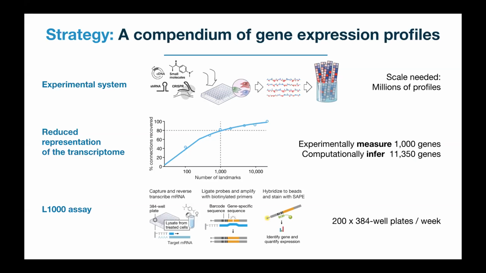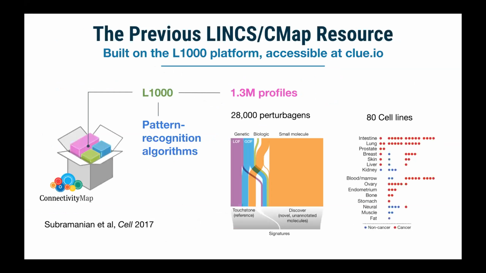And so this assay, when operating at scale, can generate around 200 384-well plates a week. And so this, coupled with the lower cost of using a system like Luminex and not measuring every last gene, enabled us to generate the CMap resource as it exists today. And so with that assay, and with some algorithms that enable comparisons of these gene expression signatures to each other and to external data, that sort of comprises the previous version of the CMap Linked resource.